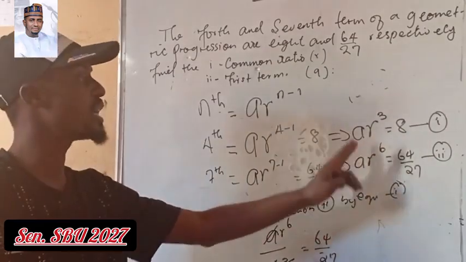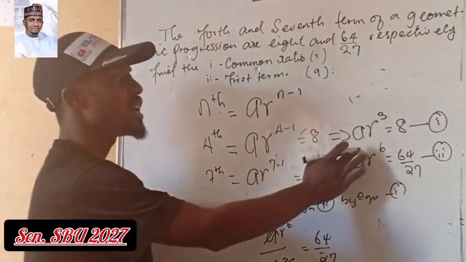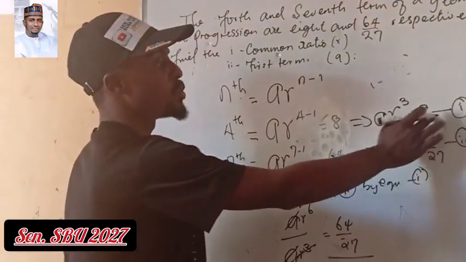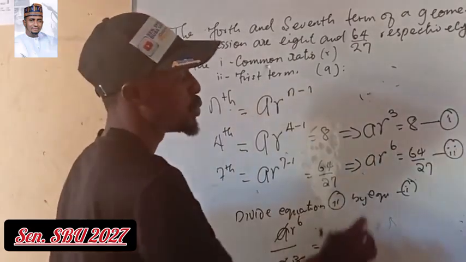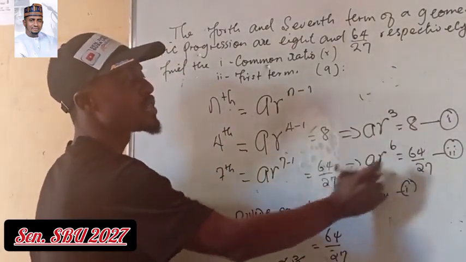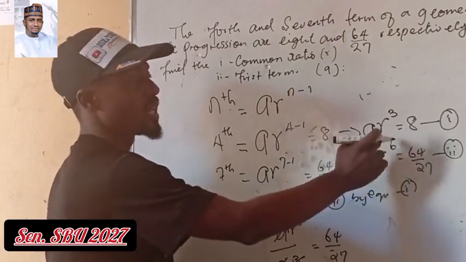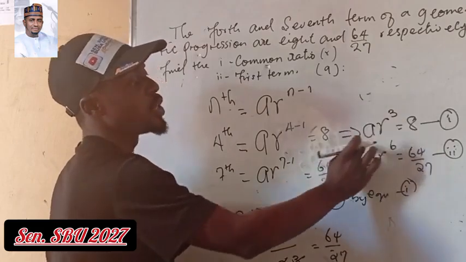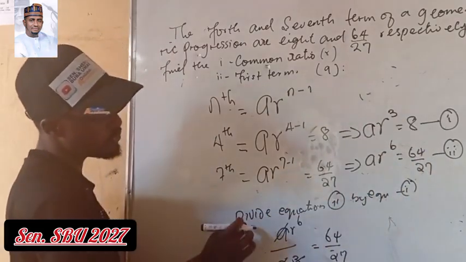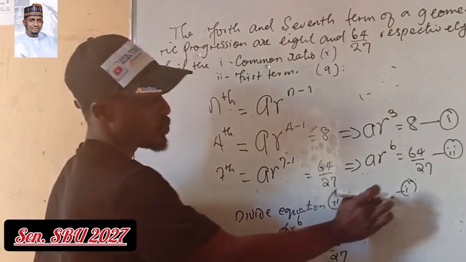We are going to compute A and R. If you have ar^3 = 8, equation 1, and ar^6 = 64/7, equation 2, to simplify it, you use the index formula. If you have ar^3 and ar^6, you take the divisible value. Therefore, we divide equation 2 by equation 1.